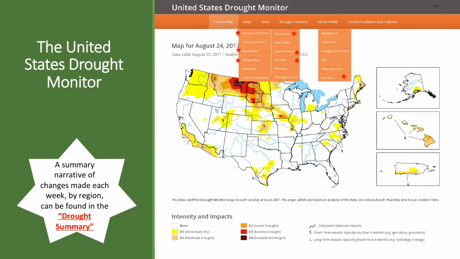Also in that summary, we give a little bit of a forecast. We do look out about 2 weeks based on the information coming from the Climate Prediction Center to give an idea of where we're anticipating maybe some worsening conditions, or where it's going to be wet and dry, where it may be hot or cold based on the information coming from the Climate Prediction Center.